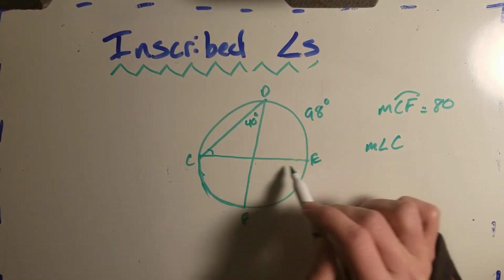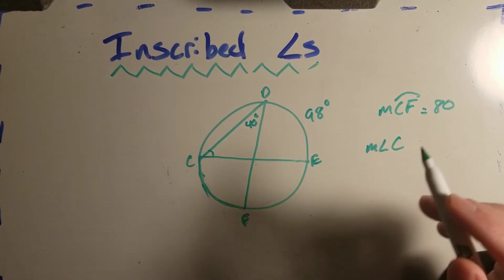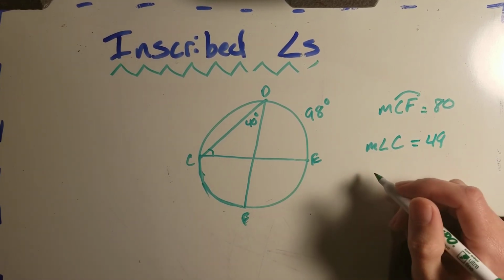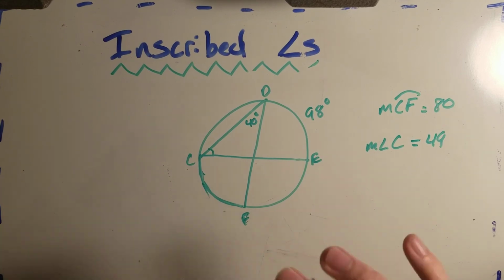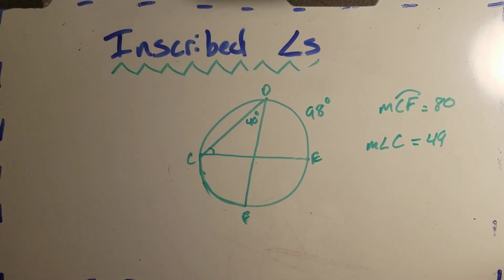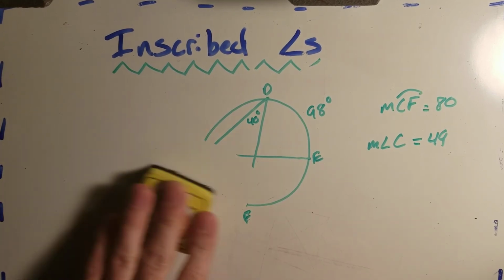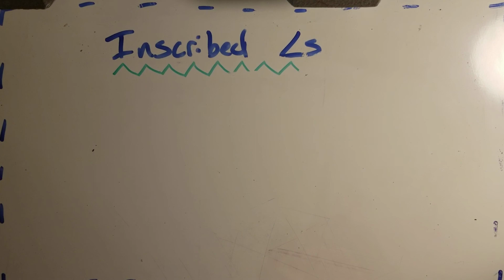Well, that is an inscribed angle, and the intercepted arc is 98, so we're going to take half of 98. So the measure of angle C would be 49 degrees. So that's how we can use this theorem. The key thing is going to be recognizing your inscribed angles and your intercepted arcs, and being able to use that relationship, because there'll be other relationships that exist, so it's about being able to recognize them.